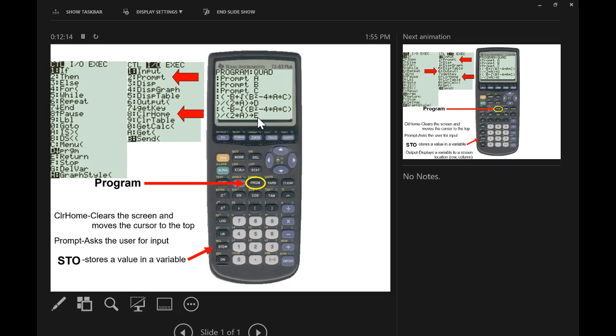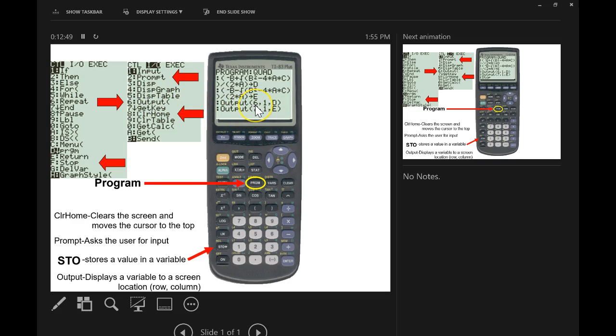So just to rehash what we've done so far, the prompts allow us to input values for A, B, and C. The next two lines, we use the quadratic formula to calculate the two answers, and we're going to store those answers into the variable spaces D and E. What I want to do next is display those values for D and E. So I'm going to press the program button again, move over to the I/O tab, and this time select the output command.